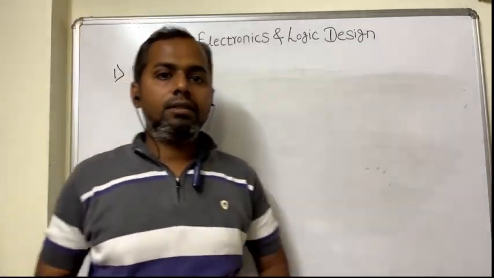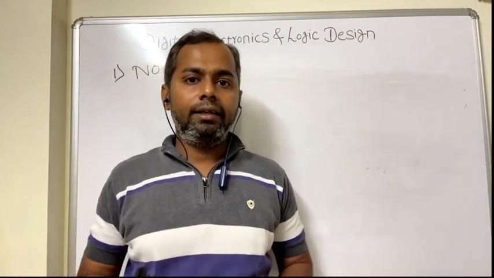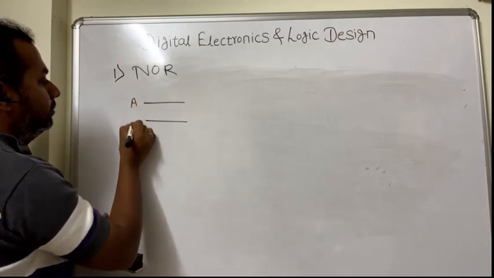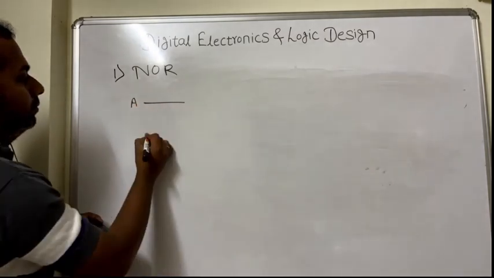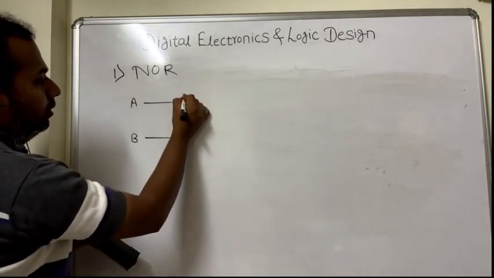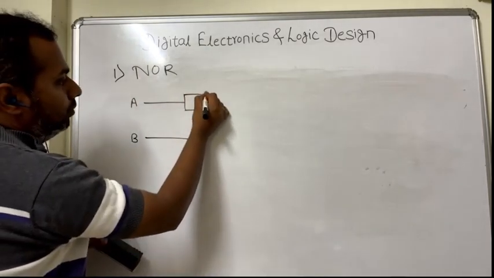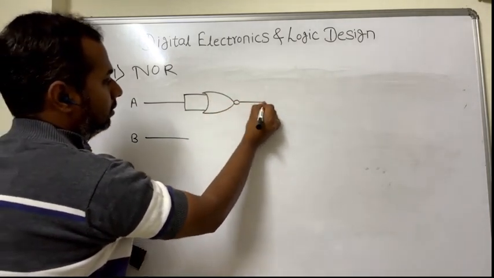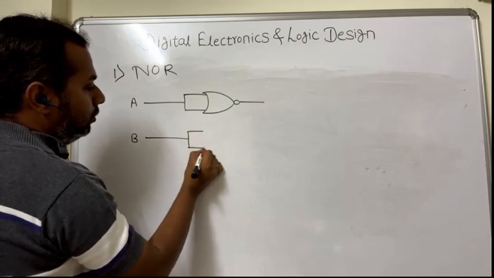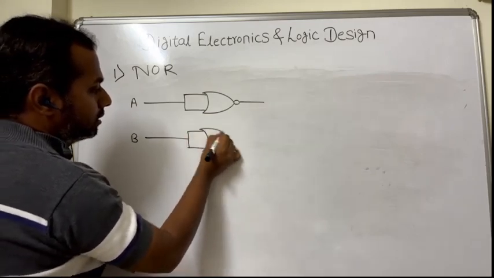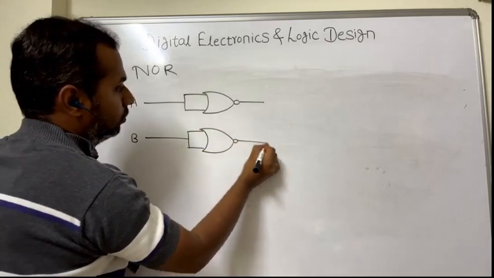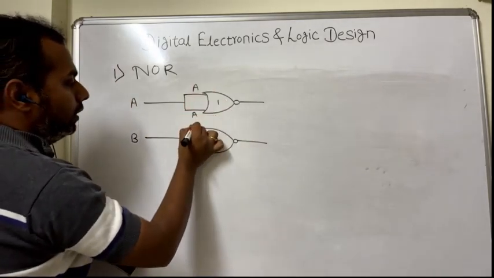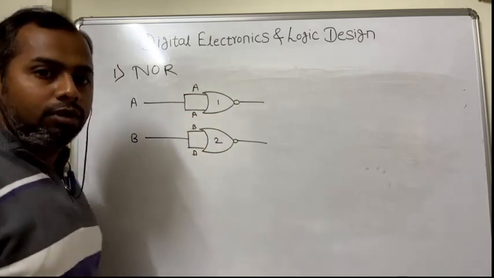Now the last one is realization of basic AND gate using NOR gate. Again we require two inputs A, B. Now apply same input to first NOR gate and apply second input for twice to NOR gate number 2. This is first NOR gate, this is second NOR gate. So for first NOR gate I am applying A for twice and for second I am applying B for twice.